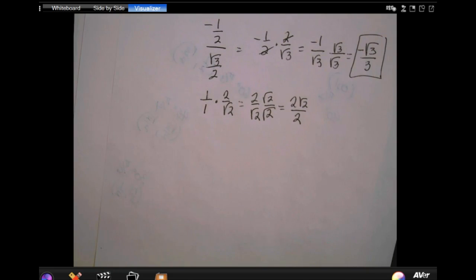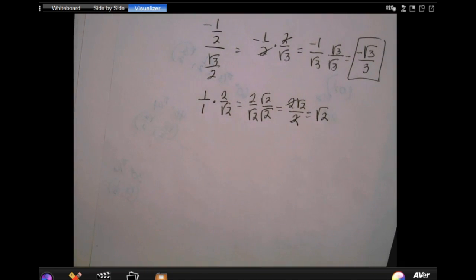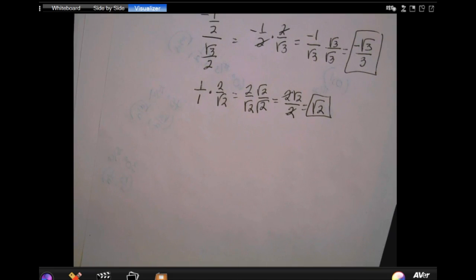So what happens with the 2's? They cancel, and I get the square root of 2. So the last thing I'm going to look at: my reference angle was what? My reference angle is 45, which is in the first quadrant, and both the x and y are positive in the first quadrant, so my answer is the square root of 2. Reference angle, value, positive or negative. Same thing over and over. So this one was the square root of 2.